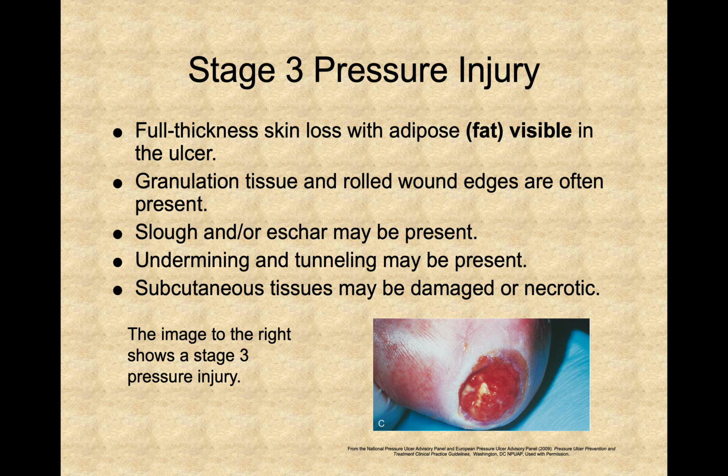We might see something called slough or eschar. Basically, this is non-viable tissue. It can obscure the wound bed, making it difficult to actually stage a pressure injury. And because it's non-viable tissue, it can also impede the growth of good, healthy tissue that we want to see, like granulation tissue, in the wound bed. And so those types of things that you would see, slough and eschar, those have to be removed so that the wound can begin to heal effectively.